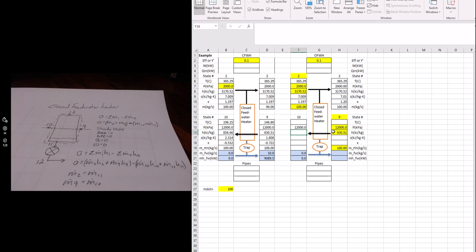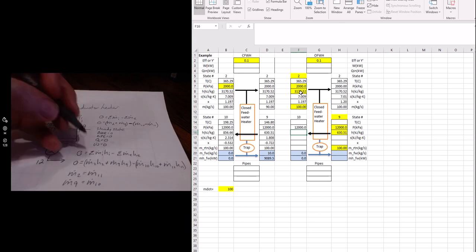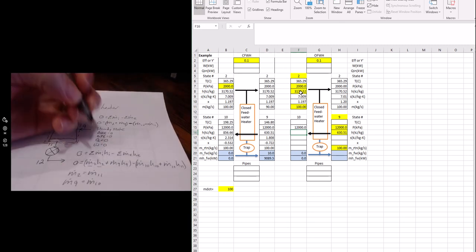All right, so now we can start putting some things together in the spreadsheet. So first thing would be, let's solve for this enthalpy here. The flow here is m dot 2, and we have the enthalpy here. So m dot 2 and H2 are known.